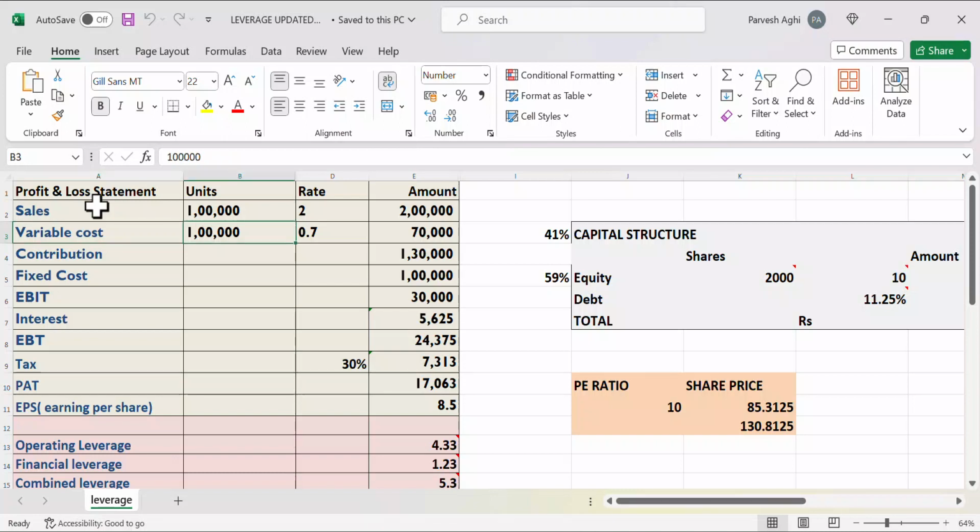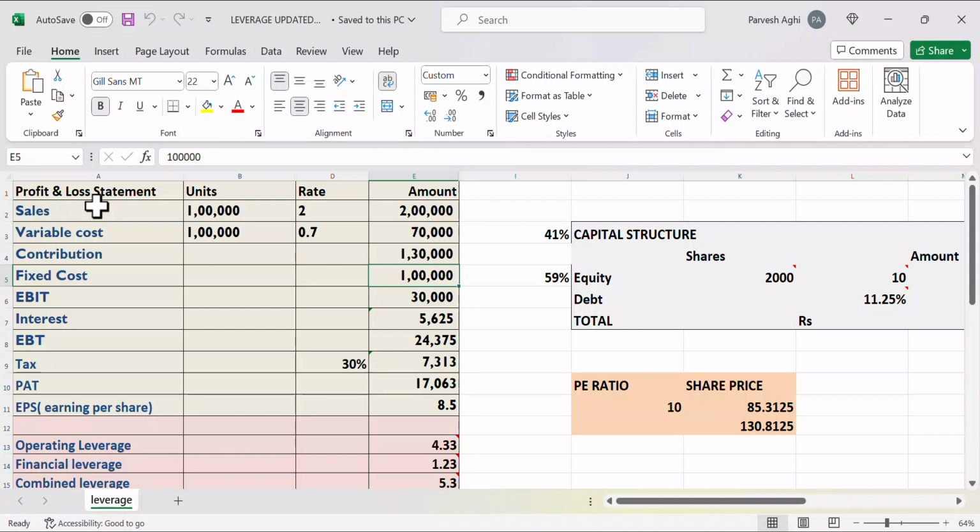So variable cost is 1 lakh. Sorry, units is 1 lakh. Variable cost is 70 paisa. So that means total cost is 70,000. So sales minus variable cost is called contribution. Have you done your cost accounting? So you understand that. So sale minus variable cost is contribution. Okay. Then suppose the company has a fixed cost, in terms of salaries, in terms of rent, all those costs which are fixed. Okay, we know that.